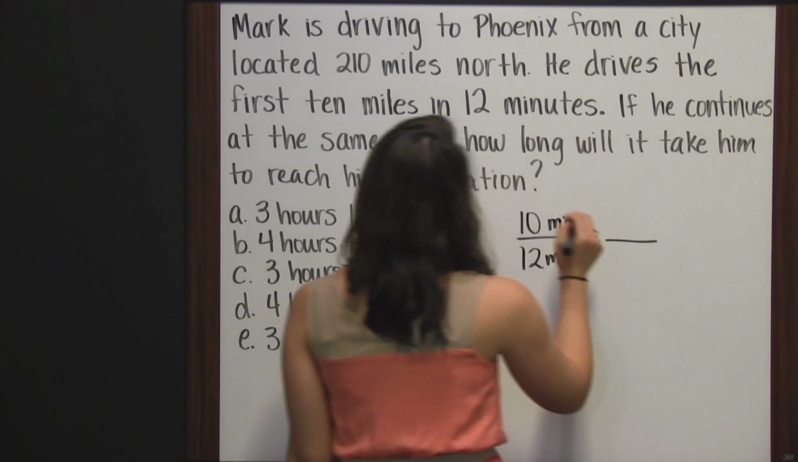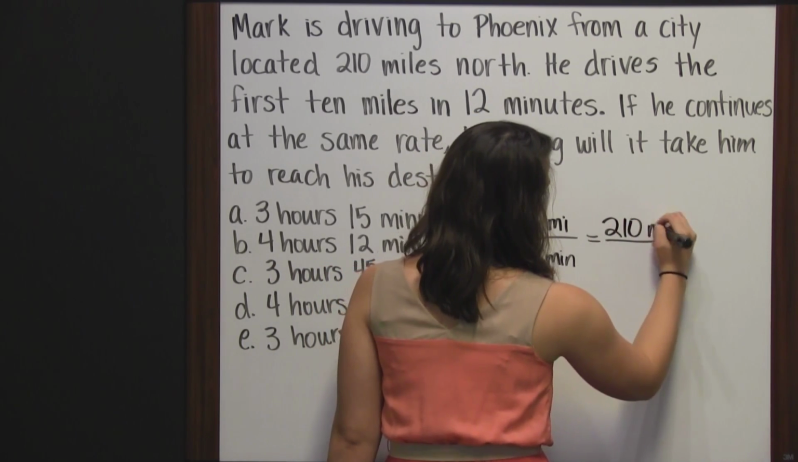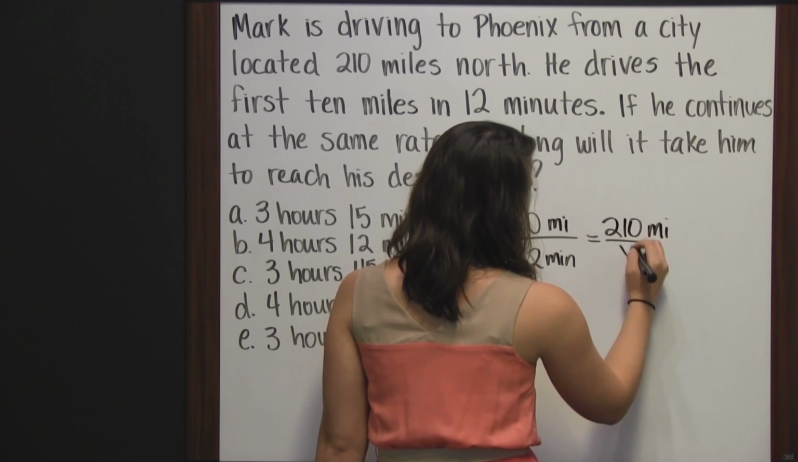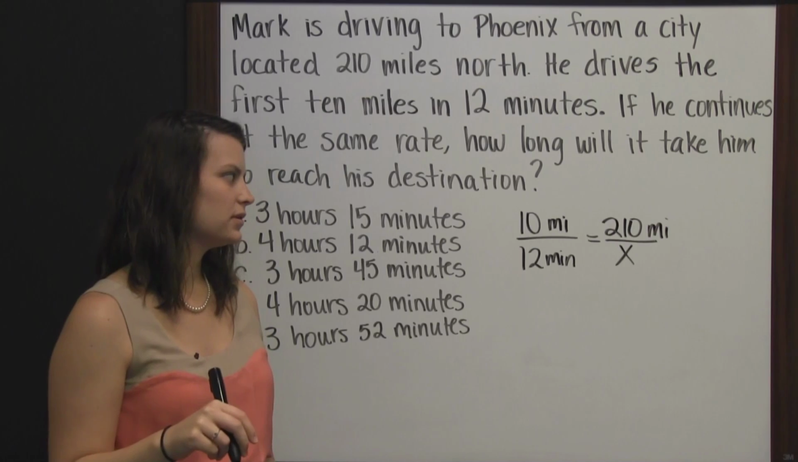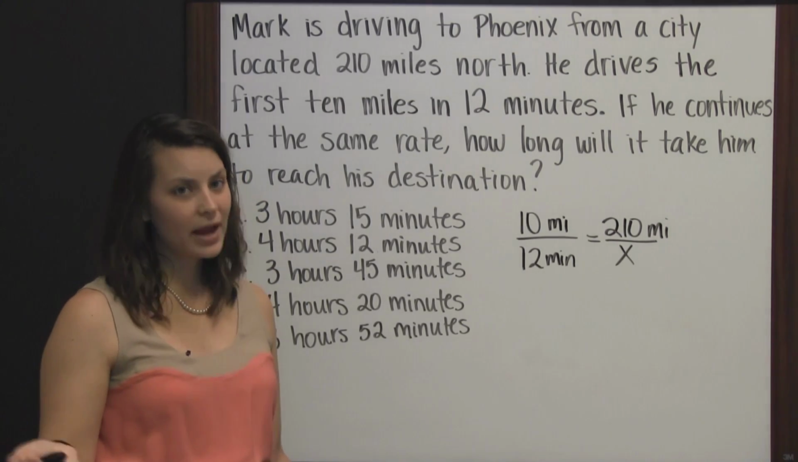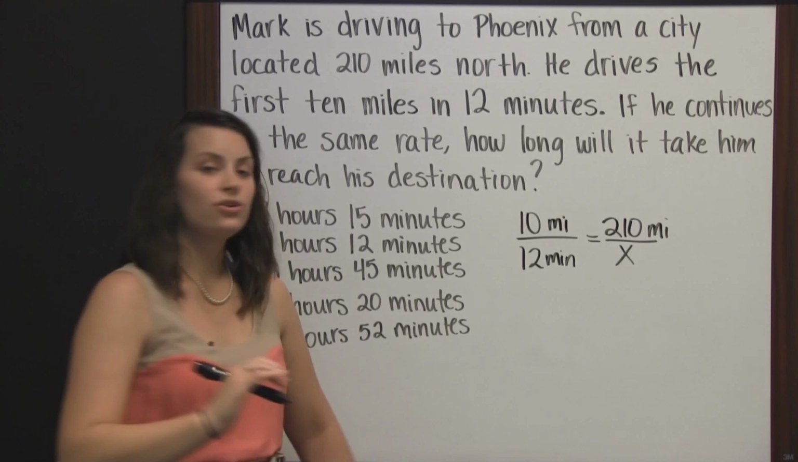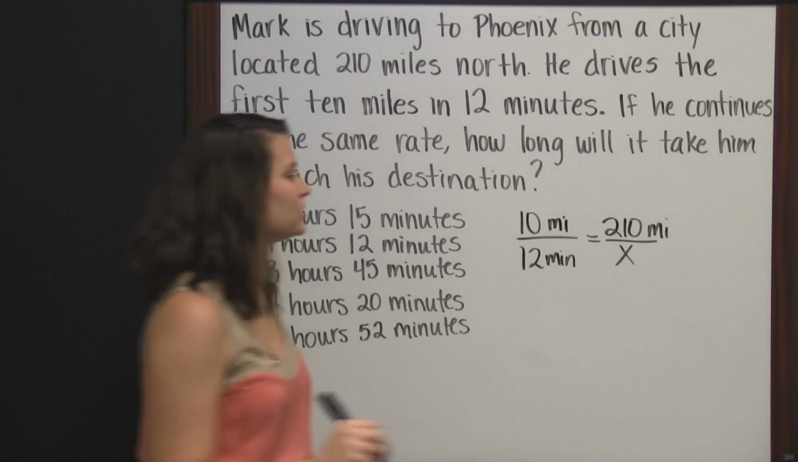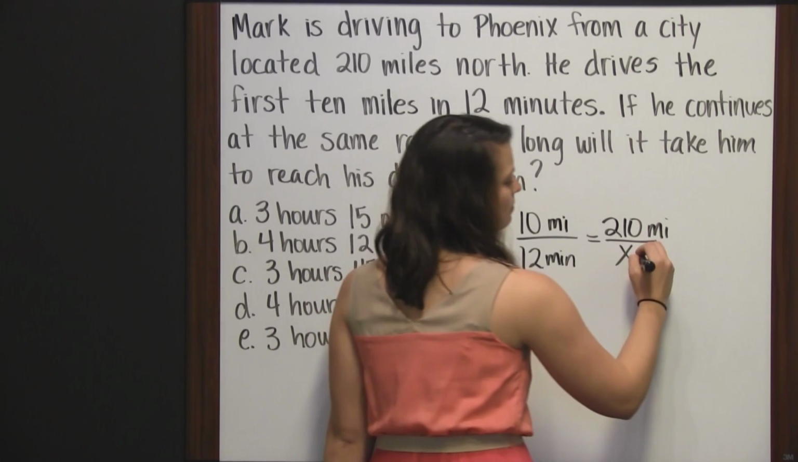What we want to know is how long it took him to drive the 210 miles. And since he continues at the same rate, we can use this proportion to solve and find how long it's going to take him in minutes.